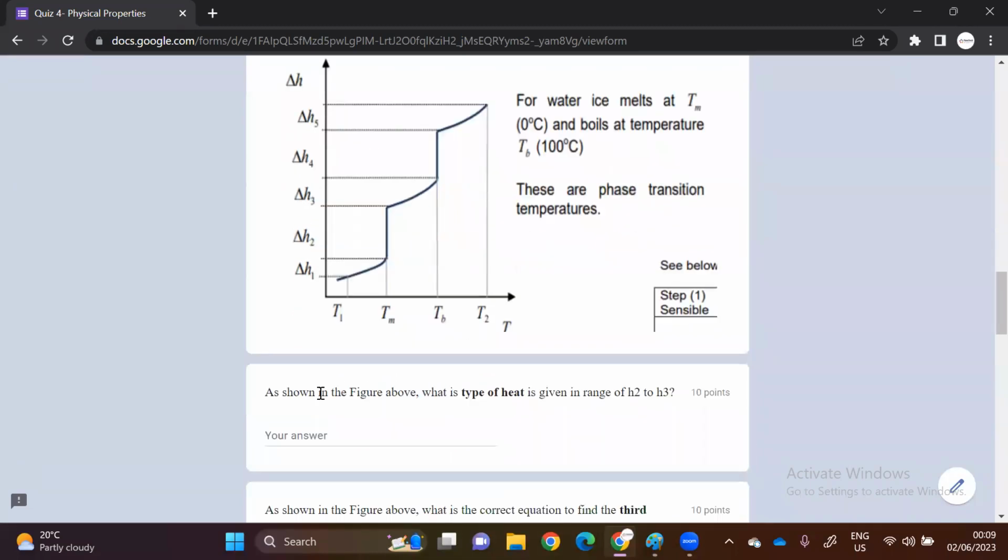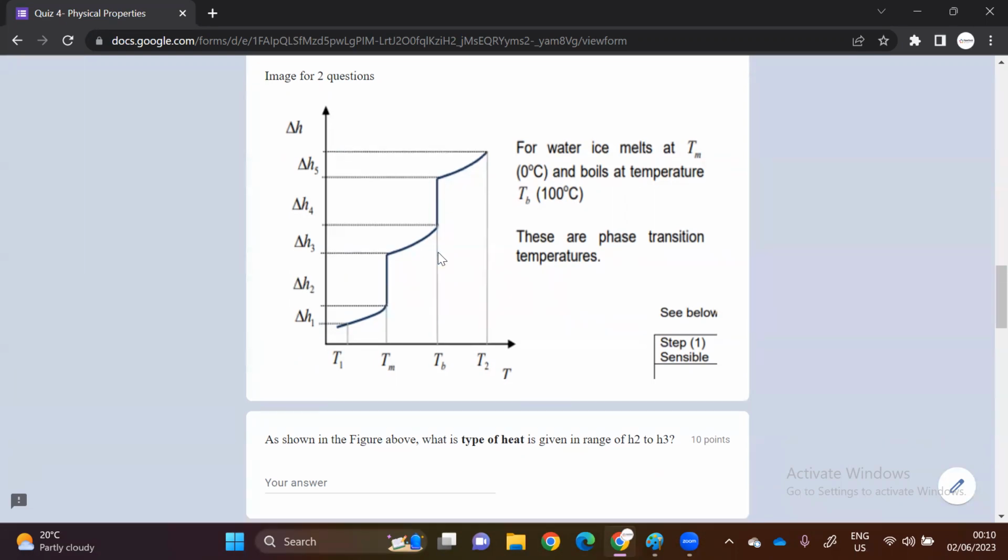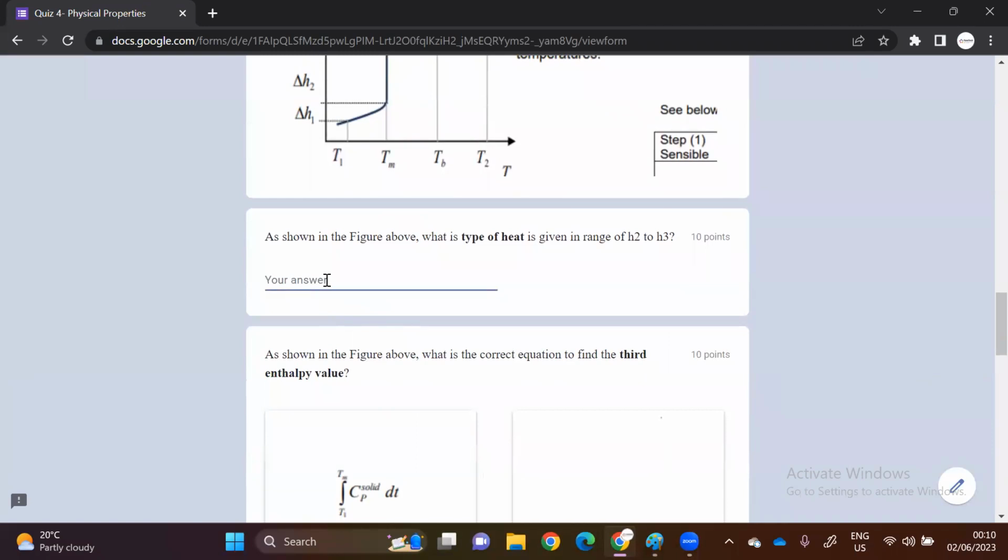So let's see what is asked. I've shown in the figure above, what type of heat is given in the range of H2 to H3? This region, H2 to H3, is asked in the question. It's the delta H2. We said that we have 2 types of heat, sensible and latent heat. The phase change happens in that constant part, which is the latent heat. We need to write latent.